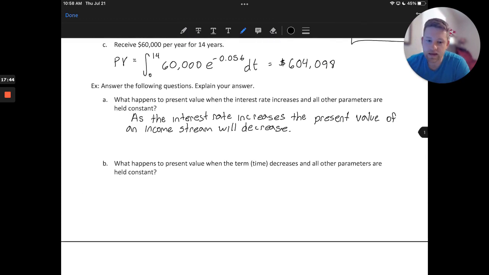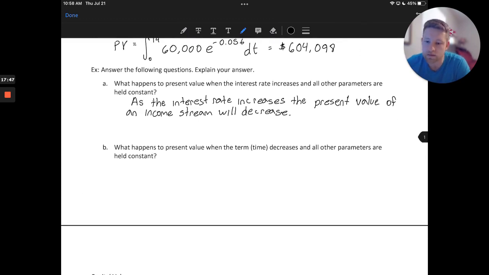So the second question we can consider is what happens to present value when the term or the time, that big T, decreases and all other parameters are held constant? Well, if the time is shorter, that means that we really just get less payments. So a decrease in time means less payments or less payouts. And if there's less payouts, that means the actual value of the income stream is going down. Therefore, present value is also going down.